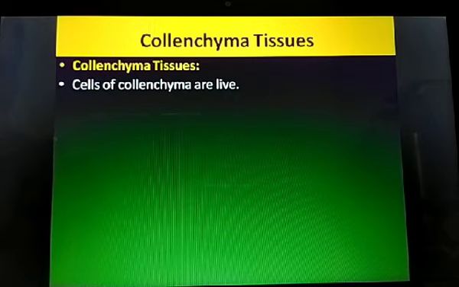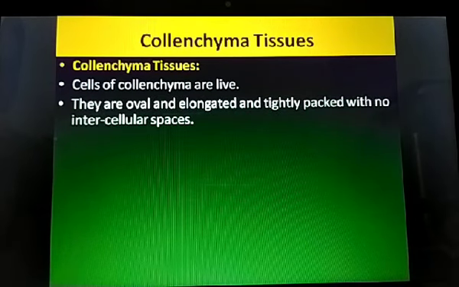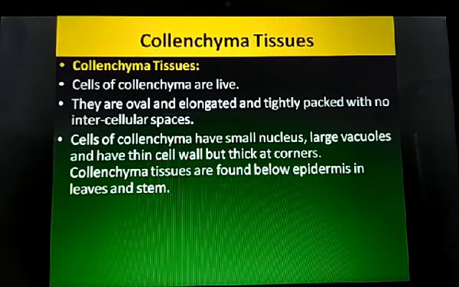Collenchyma tissues, first of all, they are again living cells. They are oval and elongated and tightly packed with no intercellular spaces. Cells of collenchyma have a small nucleus, large vacuoles, and a thin cell wall, but it is thick at the corners. That means wherever two cells are combining together, or adjacent cells, they have thick linings.